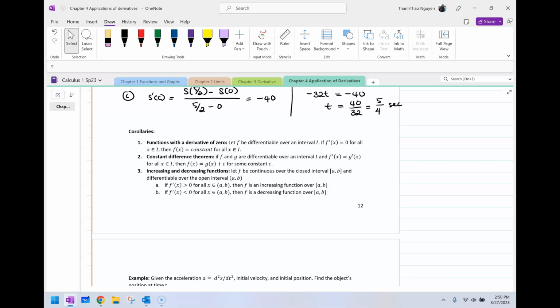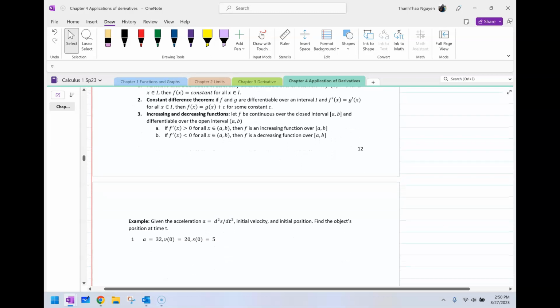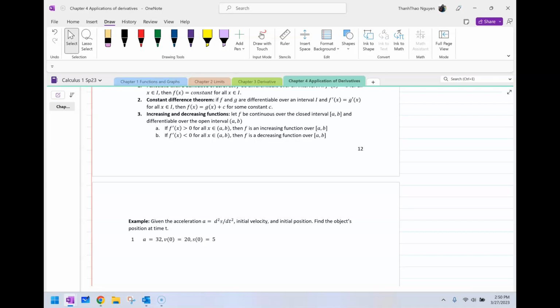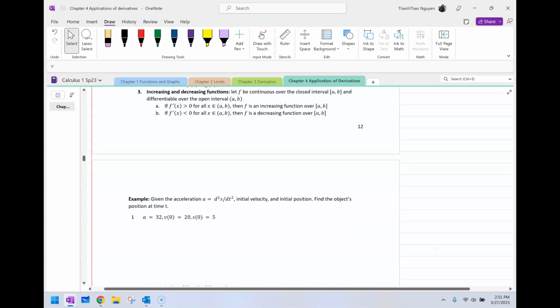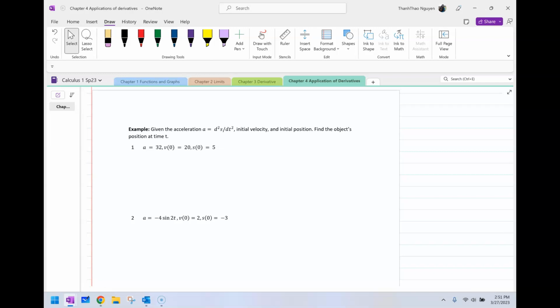Okay. Increasing and decreasing functions. Let f be continuous over the closed interval [a, b] and differentiable over the open interval (a, b). If f prime of x is greater than 0 for all x in (a, b), then f is an increasing function over the closed interval [a, b]. Whereas if f prime of x is less than 0 for all x in the interval (a, b), then f is a decreasing function over [a, b]. Given the acceleration function, we want to find the initial velocity and initial position. Find the object's position at time t.